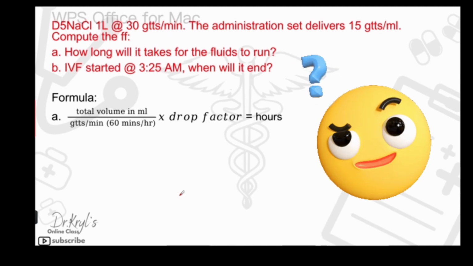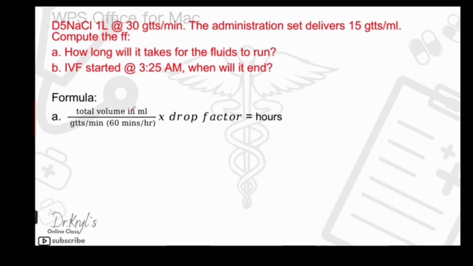This is our formula. Total volume in ml over drops per minute times, andito na naman, gustuin man natin o hindi, andyan si 60 minutes per hour. Then, multiply it to the drop factor. Yung drop factor natin dito is 15. Total volume in ml, of course, na-convert na natin sa 1 liter into ml, so 1,000. Okay? Drops per minute natin dito is 30 drops per minute.